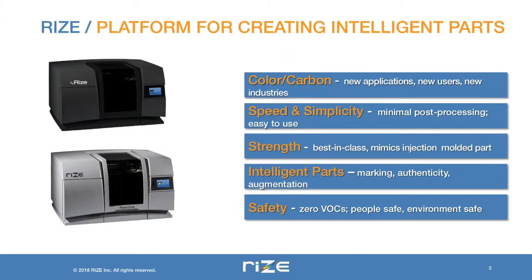Another capability that RISE has maximized is our speed and simplicity. We jet a release ink between support and model layers, and because of this, you don't need to have any special equipment in order to remove support. You don't need to dissolve it. You don't need to blow the material out of it. All you need to do is peel the supports off by separating the interface between the support and model structures.